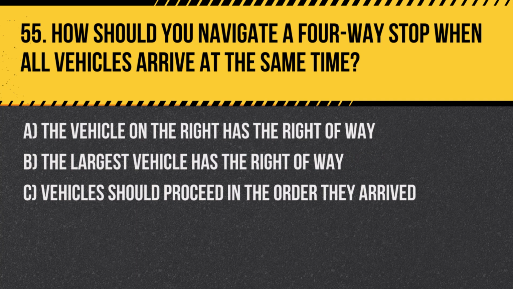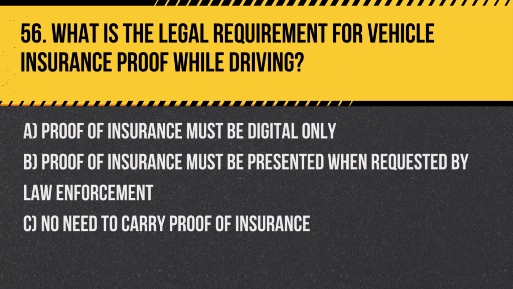Question 55. How should you navigate a four-way stop when all vehicles arrive at the same time? A. The vehicle on the right has the right-of-way. B. The largest vehicle has the right-of-way. C. Vehicles should proceed in the order they arrived. Answer. A. The vehicle on the right has the right-of-way. At a four-way stop where all vehicles arrive simultaneously, the vehicle to the right has the right-of-way, and drivers should proceed in that order.